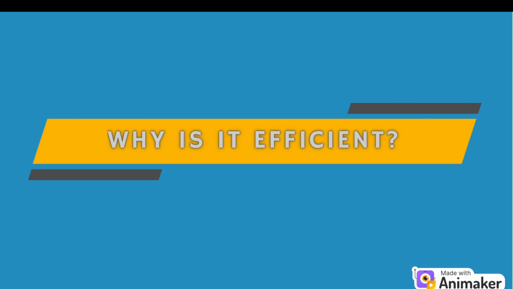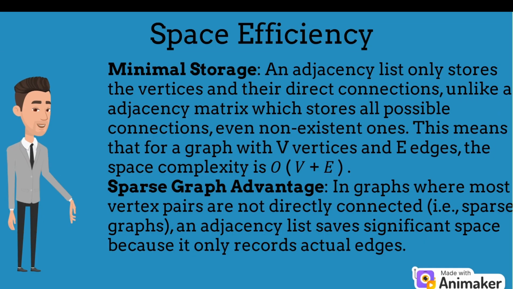Here let's see why adjacency list is efficient with storage and search. Coming to space efficiency, minimal storage. An adjacency list only stores the vertices and their direct connections, unlike an adjacency matrix, which stores all possible connections, even non-existent ones. This means that for a graph with V vertices and E edges, the space complexity is order of V plus E.